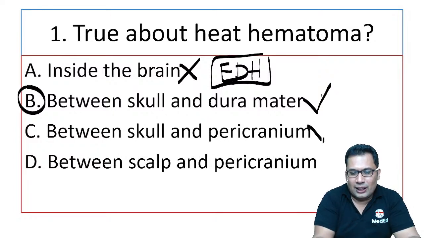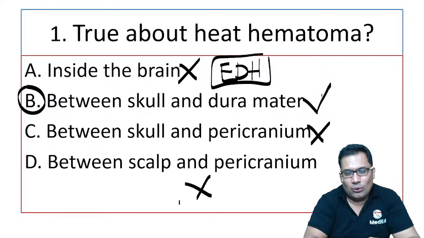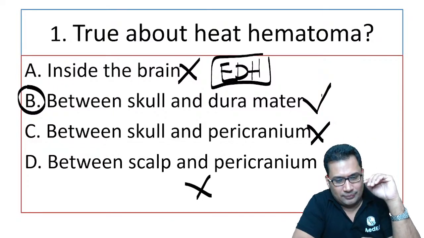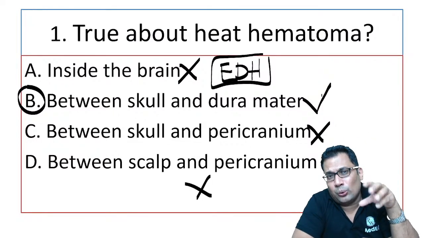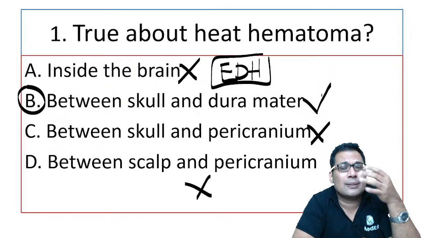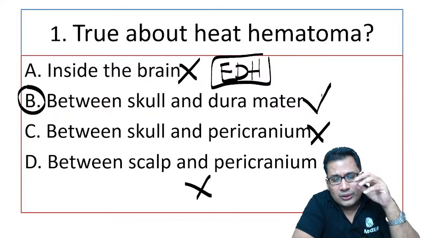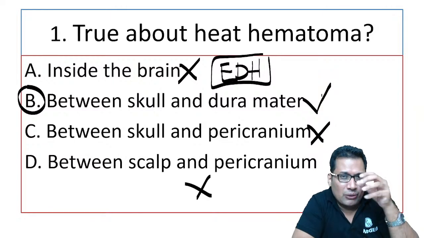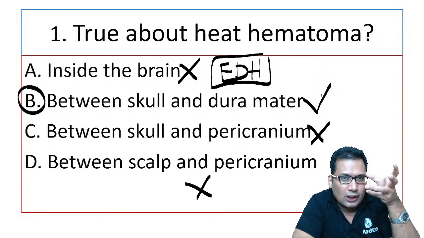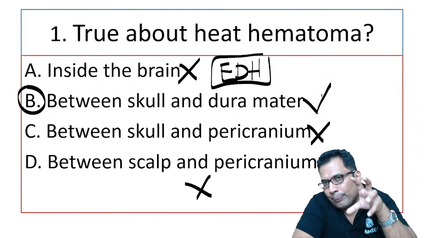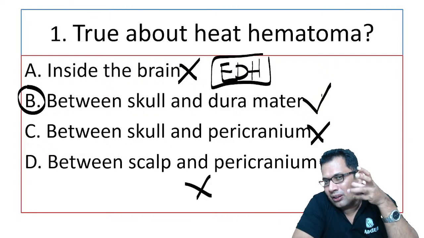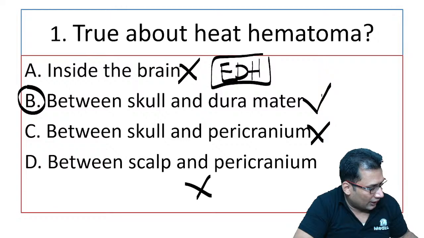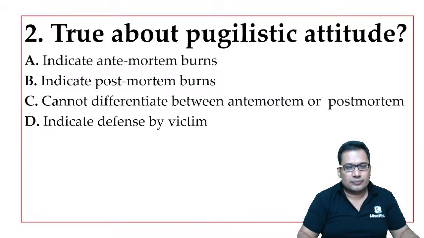Between skull and pericardium, no. Scalp and pericardium, no. It is basically above the dura mater. It is known as extradural hematoma, like heat hematoma, which is bilateral. When you see the hematoma, it looks like a honeycomb appearance. You will see bubbles. Honeycomb appearance is the appearance on gross examination of heat hematoma. Yes. Okay. Next.